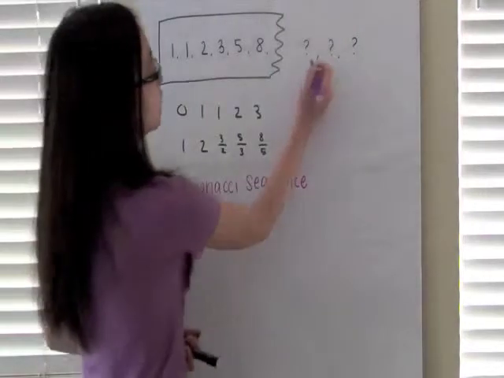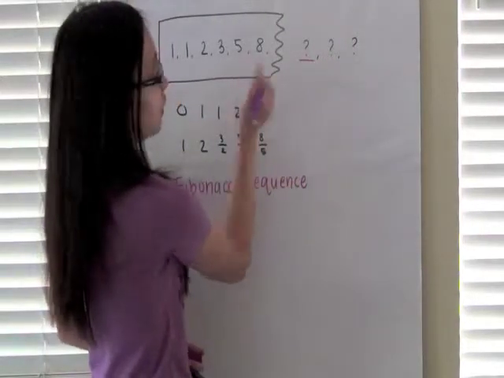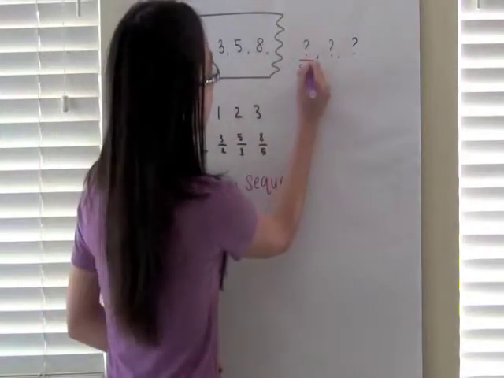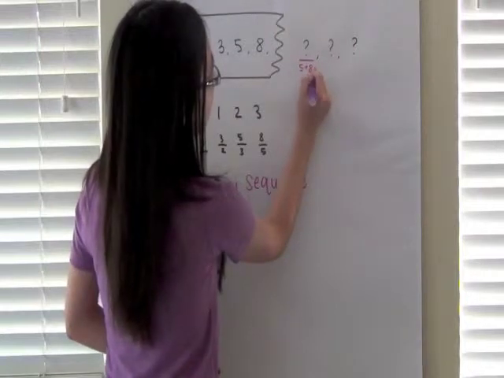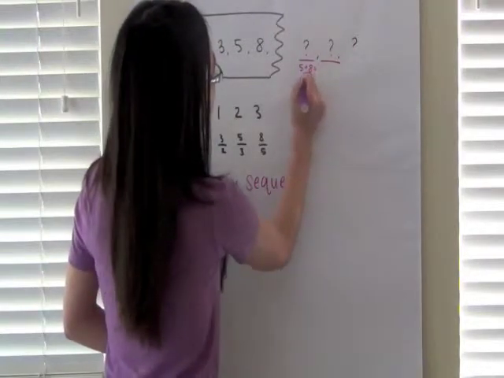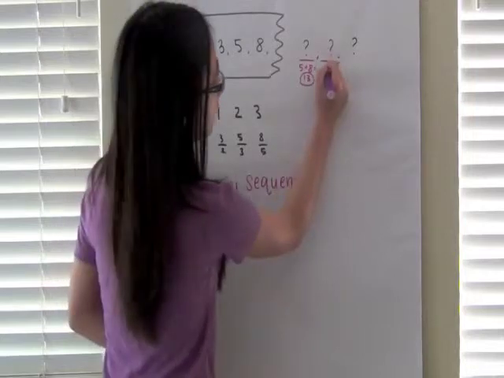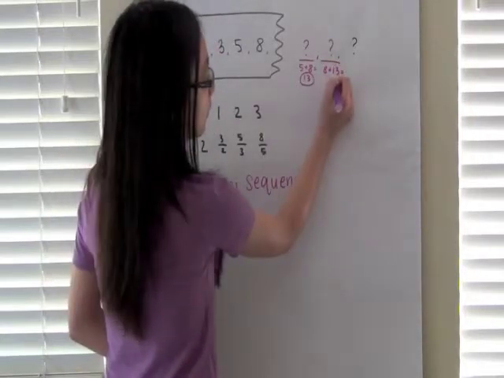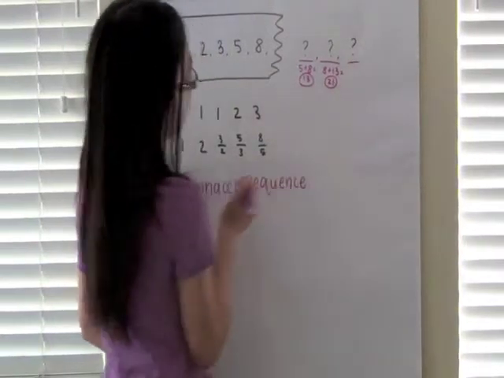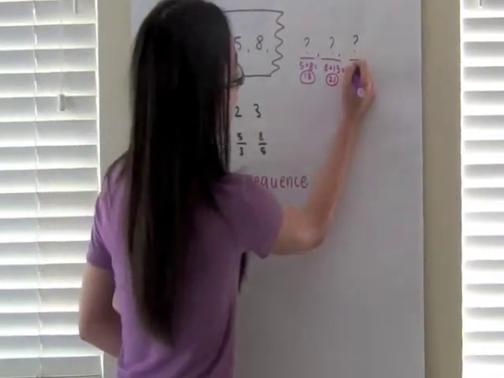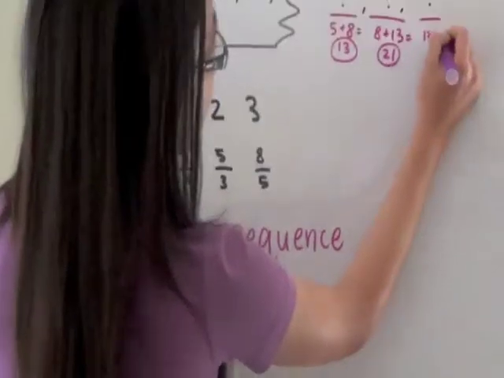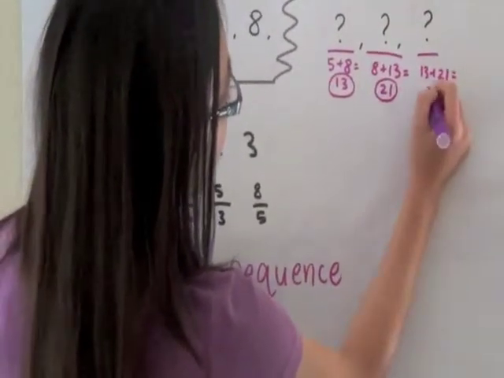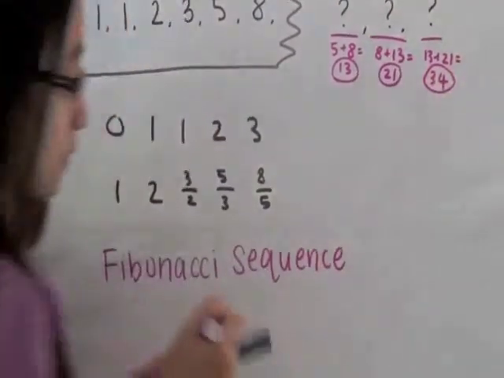So for this value, you would sum 5 and 8, and that would be 13. For this value, you would sum 8 and 13, and that would give you 21. And for this value, you would sum 13 plus 21, and that would give you 34.